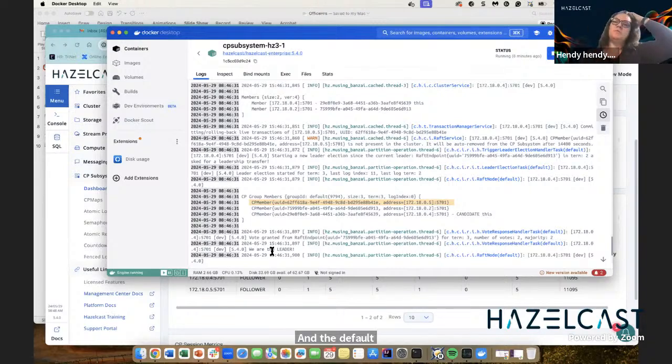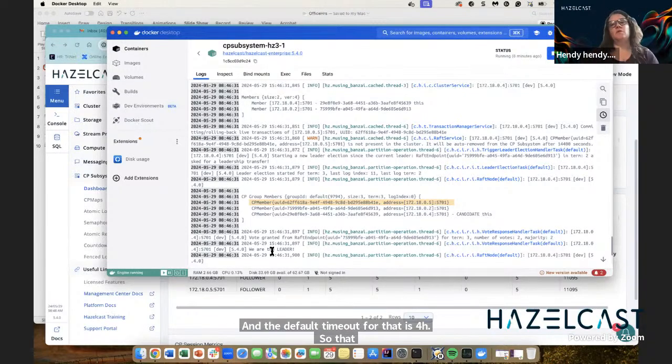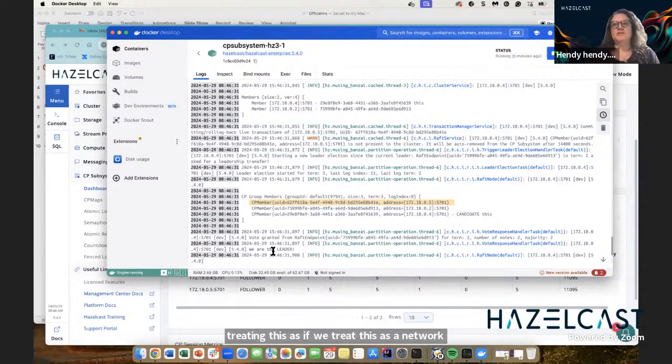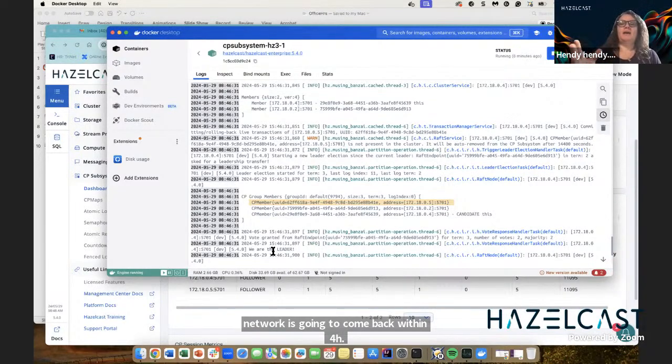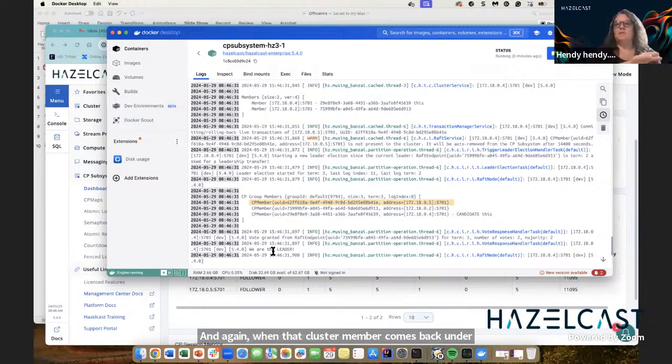If we treat this as a network partition, we want to make sure that we can recover. And hopefully, if you're in a partition condition, the network is going to come back within 4 hours. And when that cluster member comes back under partition conditions, he should have his group membership data in memory. He'll come back, they'll update that returning group member. We're back to a full group complement.